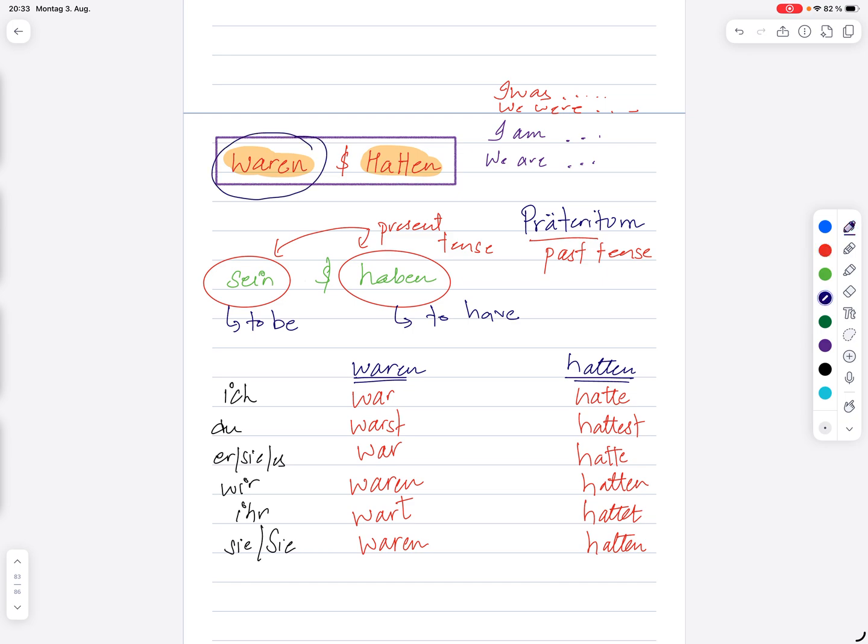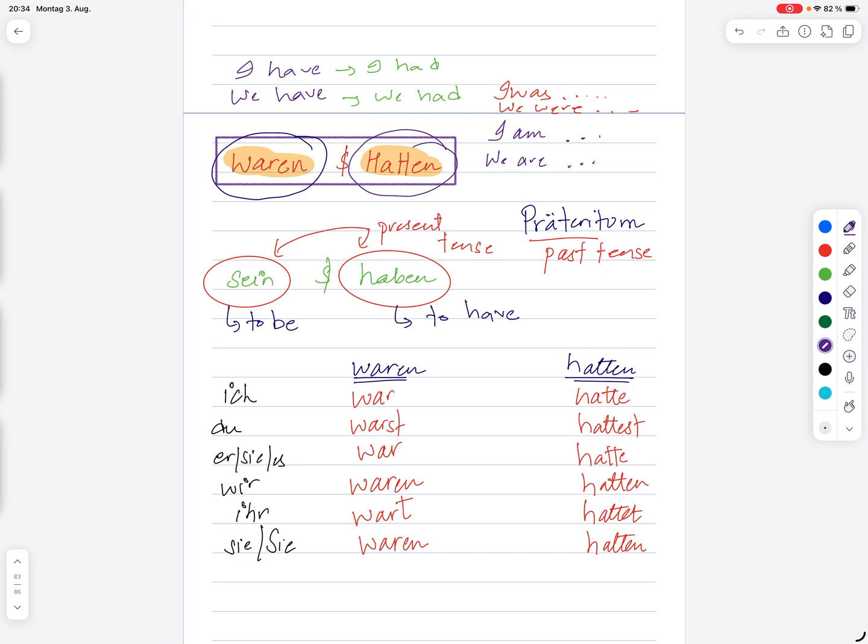And then if I want to say, for example, in present tense, I have or we have, right? This is in the present tense. But if I want to say in the past tense, I had, we had, right? We will use the past form of haben, which is hatten. So hatten is the past form in German.